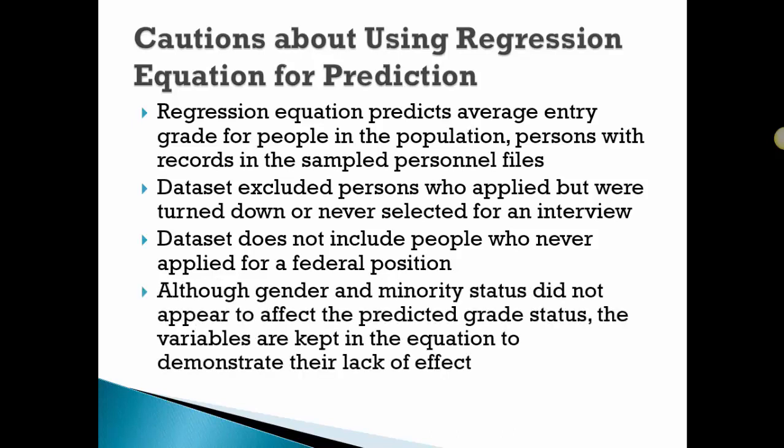So although gender and minority status did not appear to affect the predicted grade level, the variables are kept in the equation to demonstrate their lack of effect. Someone could criticize you if you didn't include those variables by saying, well, you've overlooked something that might have a significant impact. By including them, even though they don't appear to be affecting the grade level, we show that we did consider those.